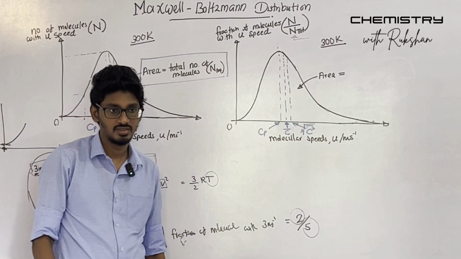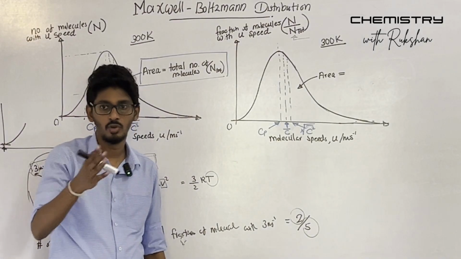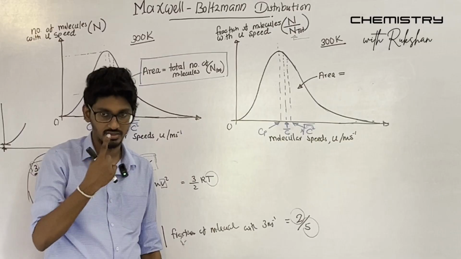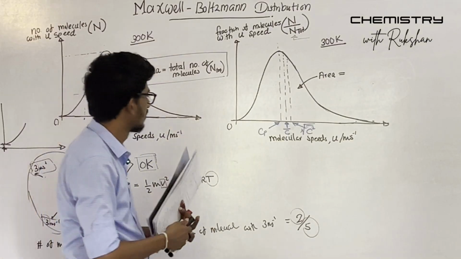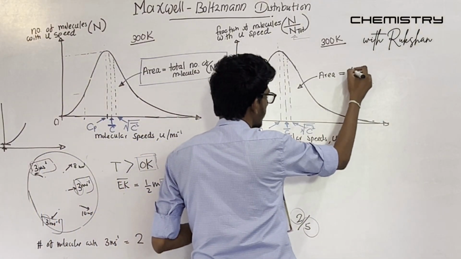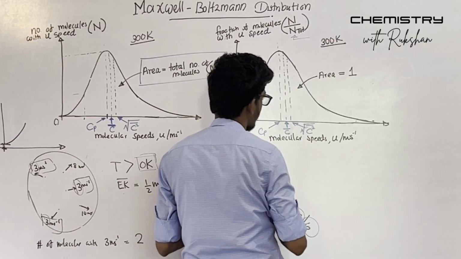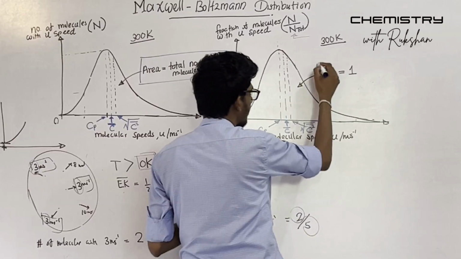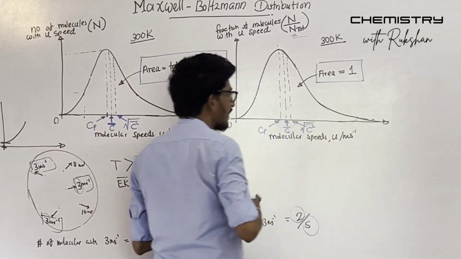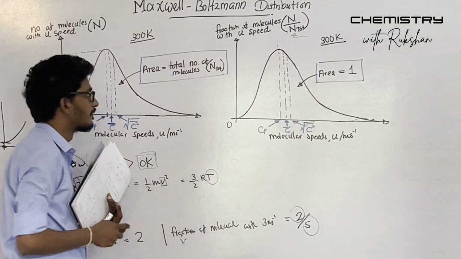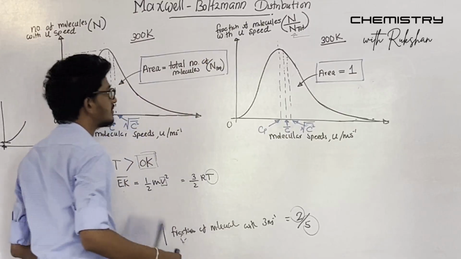Summation of fractions? Summation of mole fractions. 1. Always the summation of fractions will give you 1 as the answer. So the area under the curve represents unit 1 for this curve.